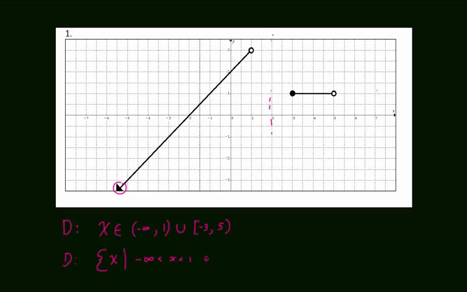And then instead of the union symbol here, we'll use an or. Negative 3 is less than or equal to x, which is less than 5. So set of x such that it has these inequalities.